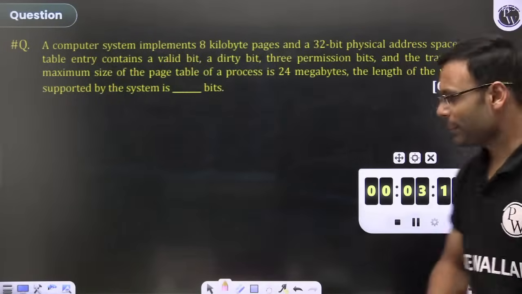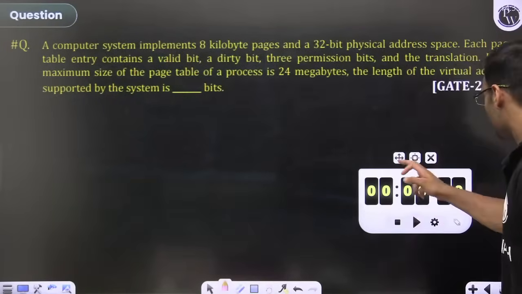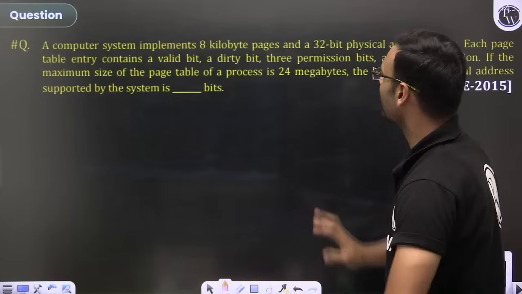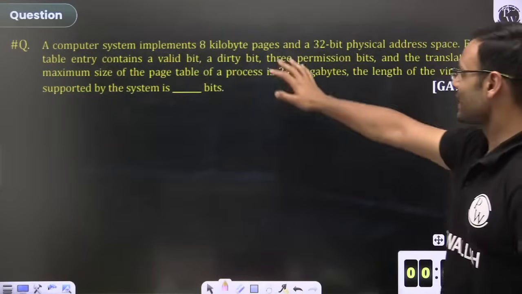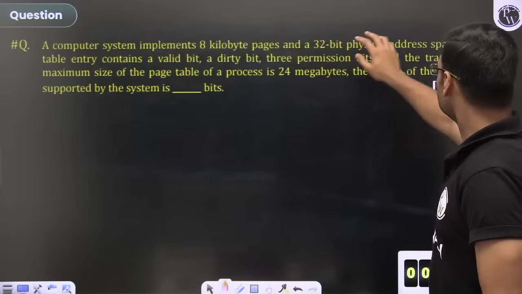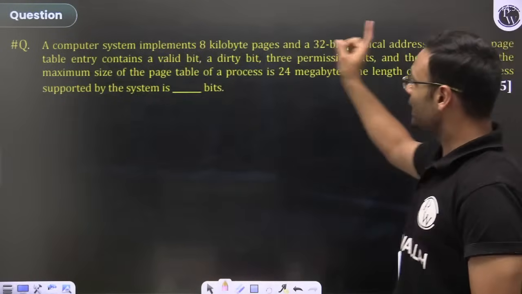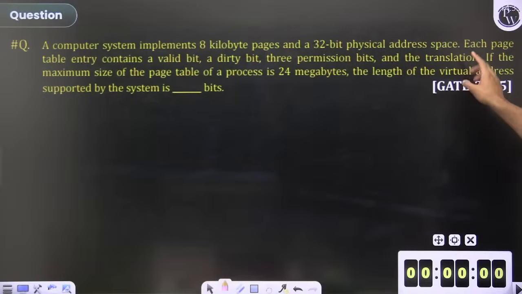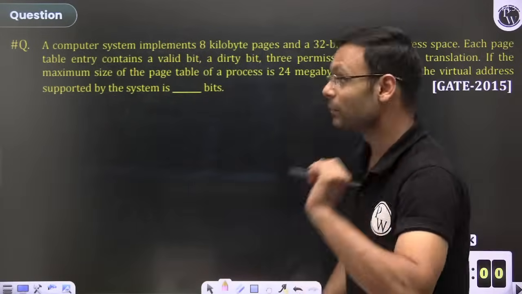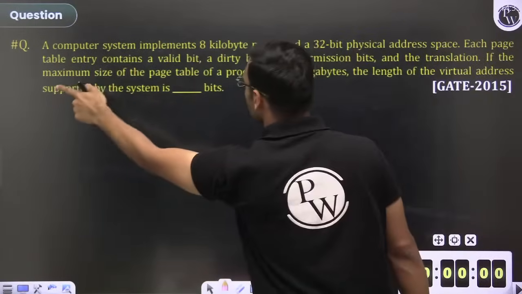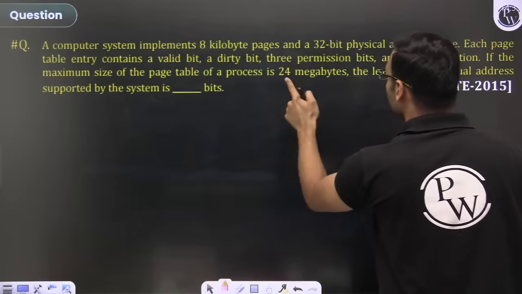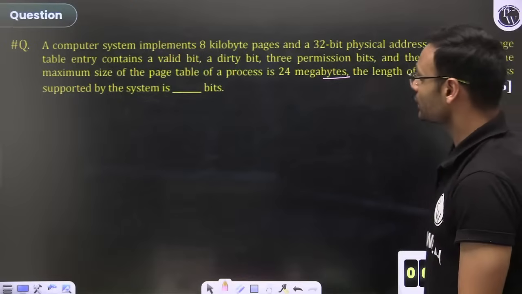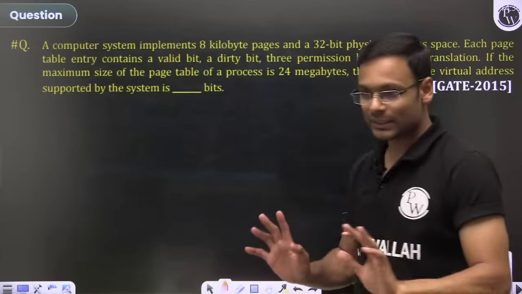Time is up. Look at this. Computer system has implemented 8 kilobyte pages, means page size 8 kilobyte. 32-bit physical addresses. Each page entry contains a valid bit, dirty bit, and 3 permission bits, and translation. Translation means frame number. If the maximum size of page table is 24 megabytes, the length of virtual address supported by the system is how many bits?